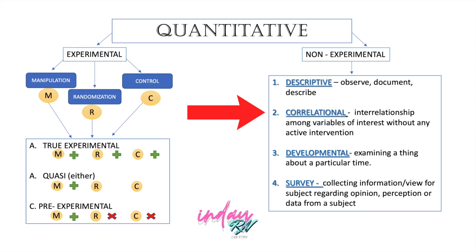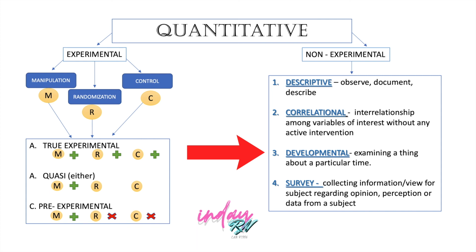The next one is the correlational. Here in the correlational, there is an interrelationship among variables of interest without any active intervention. There is always a relationship between two things here, and the researcher is going to examine the cause and effect. I mentioned earlier interrelationship among variables. So we are going to note if there is a cause or there is an effect without giving any intervention, without any actions. An example here is that you are going to study the relationship of the smoking lifestyle with a lung cancer disease. You are going to check the connection of the cause, which is the smoking, and the effect, which is the lung cancer. Clear? Okay.